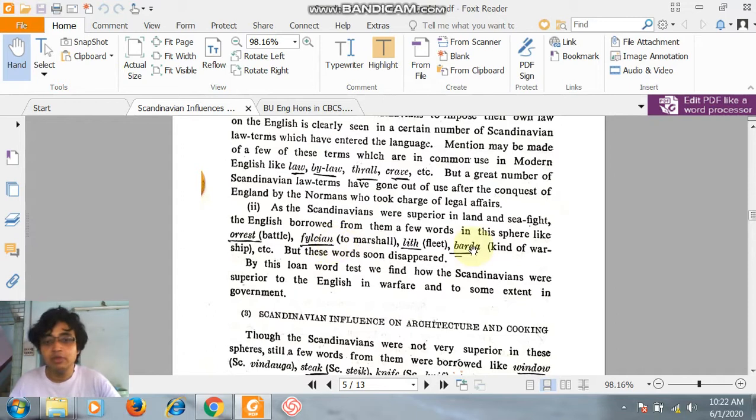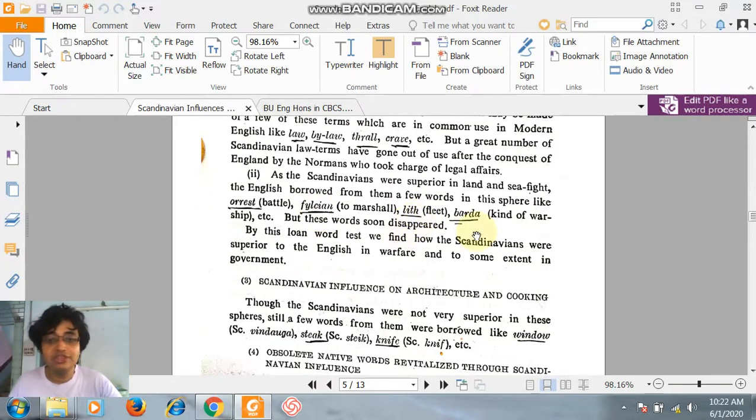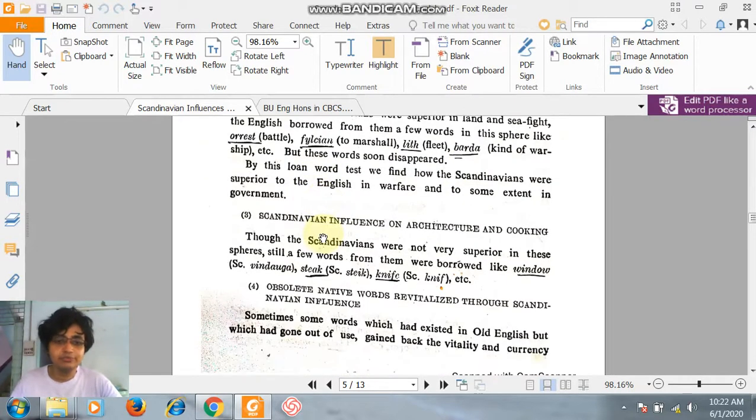So as the Scandinavians were superior in land and the sea fight, the English borrowed from them a few words in this sphere, like orrest. Orrest means battle. Fylkir means to marshal. Leith means fleet. Barda, the kind of worship, etc. But these words soon disappeared.